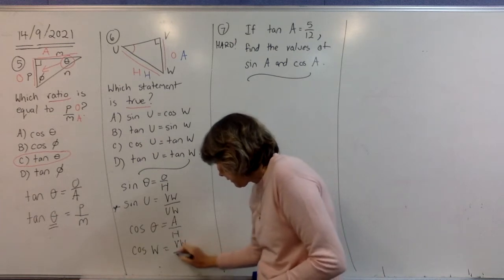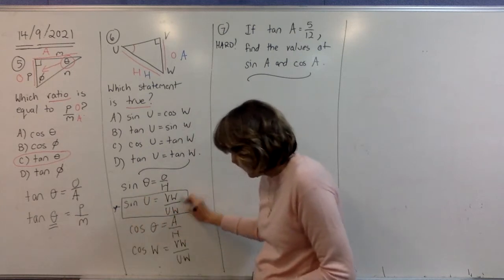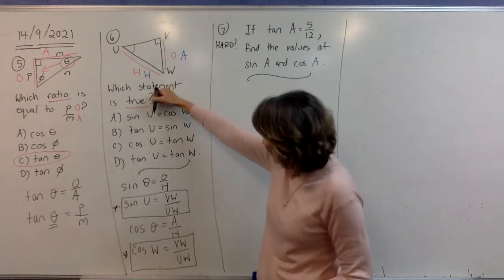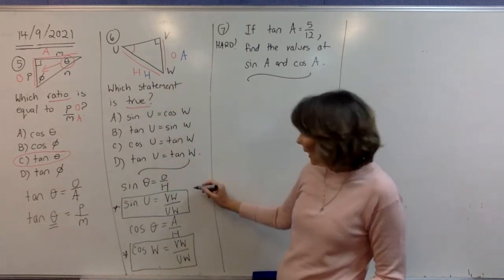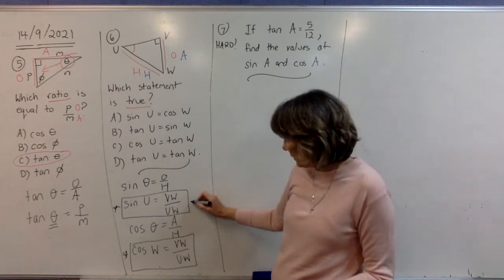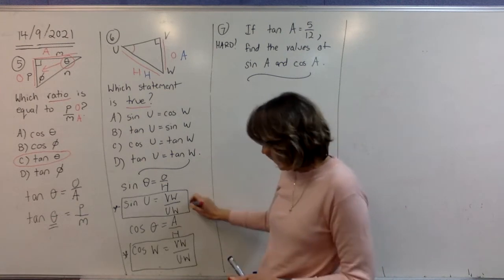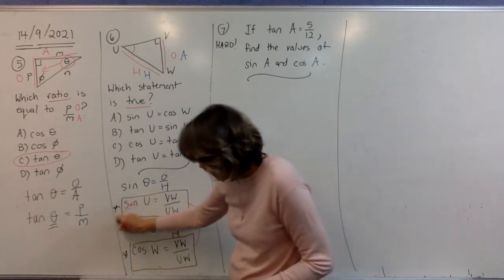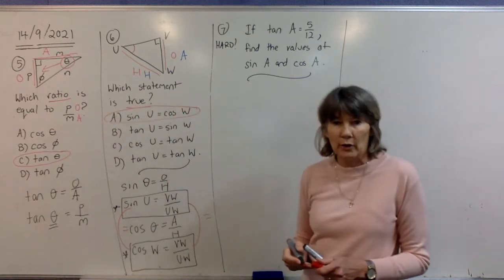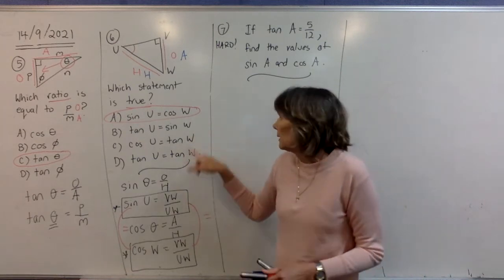So what we want to know is, sine U and cos W, are they the same? Yes, they are. They both give you VW over UW. So we've straight away got that they are equal. So sine U does equal cos W, and we've got the answer straight away in the first one, which was lucky, because they might have put that one down further.